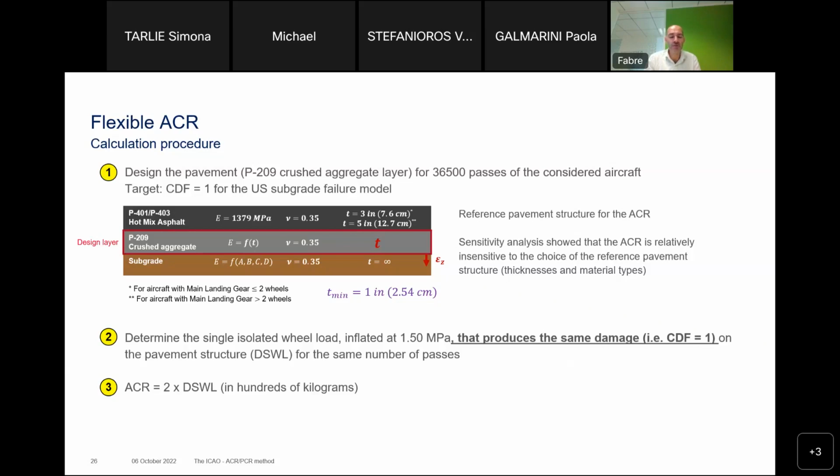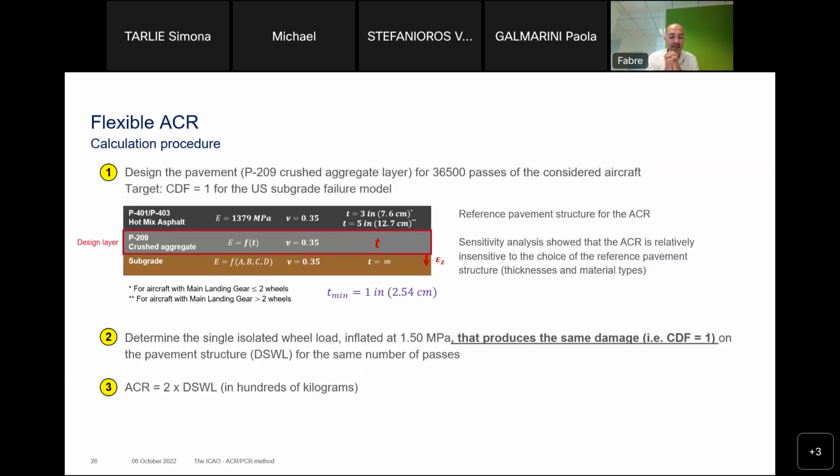At the end, after many trade-offs, we selected two different structures for flexible pavement, which differ only in the top layers, with a thickness of 3 inches of HMA P401 pavement item for aircraft equipped with 2 wheels or less on the main landing gear, and 5 inches for aircraft equipped with more than 2 wheels on the main landing gear. The design layer is the P209 material, so this is crushed aggregate material with E-modulus as a function of the thickness. And the subgrade is considered as infinite and takes successively the values of the four subgrade standard strength categories.